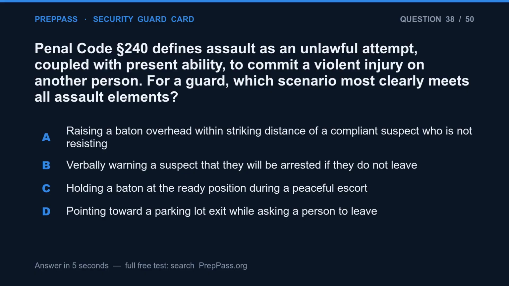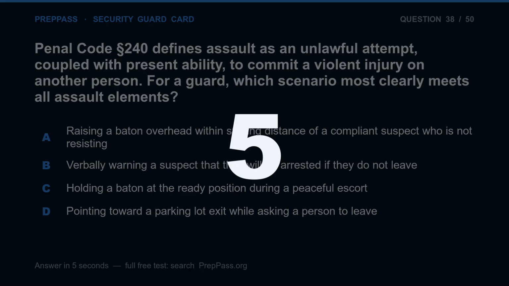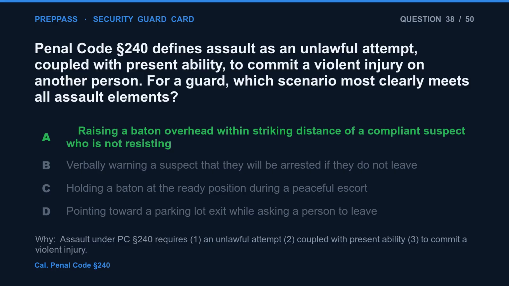B. Verbally warning a suspect that they will be arrested if they do not leave. C. Holding a baton at the ready position during a peaceful escort. D. Pointing toward a parking lot exit while asking a person to leave. The correct answer is A. Assault under PC Section 240 requires 1. An unlawful attempt, 2. Coupled with present ability, 3. To commit a violent injury.